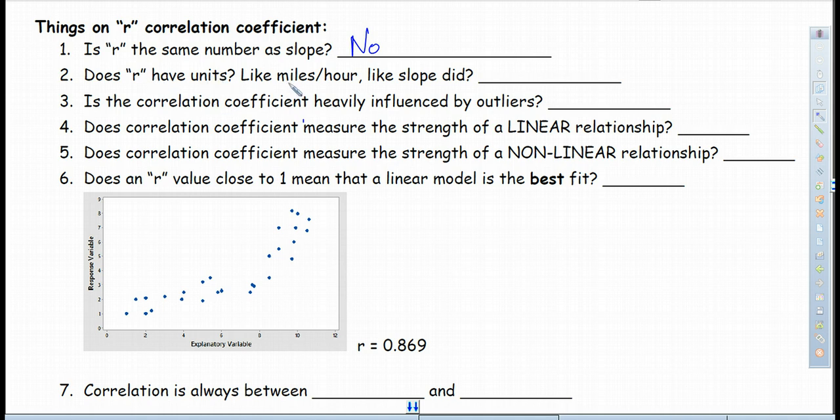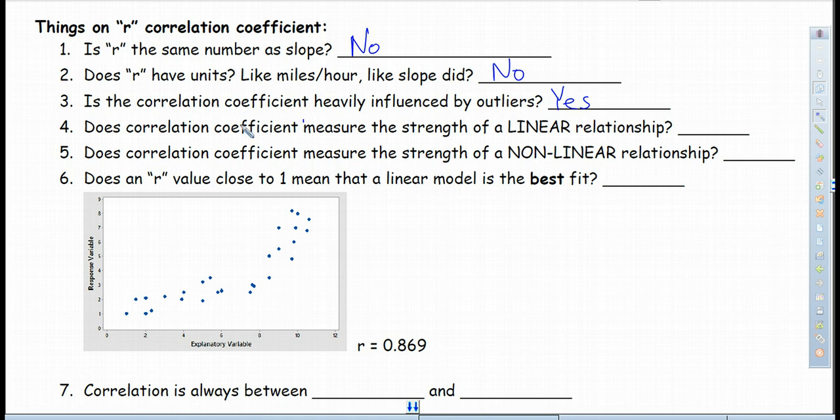Does r have units like miles per hour, like slope did? No, it doesn't. Is the correlation coefficient heavily influenced by outliers? Yes, it is. And we can look at some applets that are going to show us that.